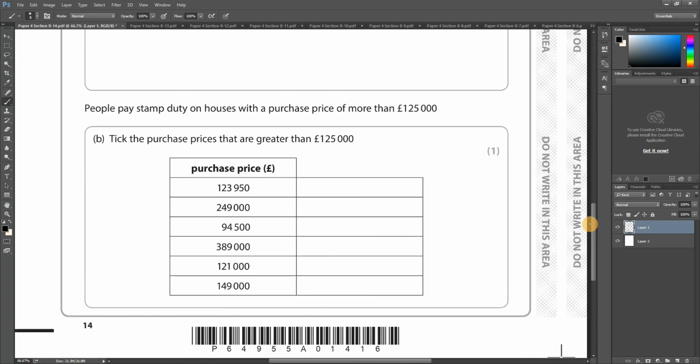Then it says, people pay stamp duty on houses with a purchase price of more than 125,000. Tick the purchase prices that are greater than 125,000. Well, another mark, dead easy. Which one's greater than 125,000? Definitely this one, this one, and this one. So you should tick those 3. Just double check. Yep, and that's it. Dead easy. And that's it. Let's move on to part C.